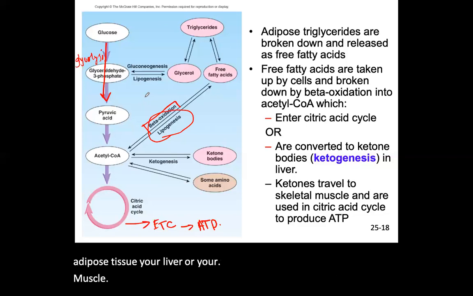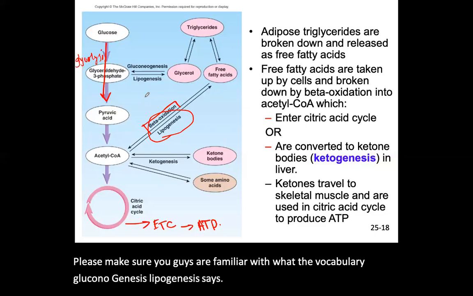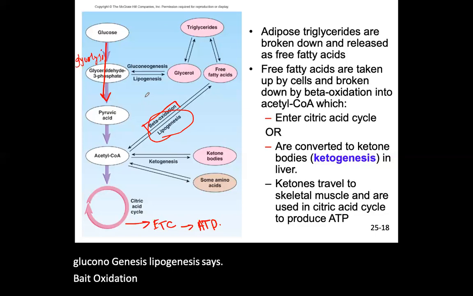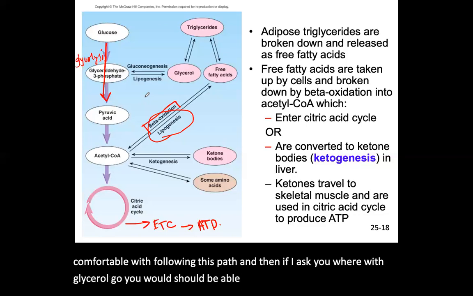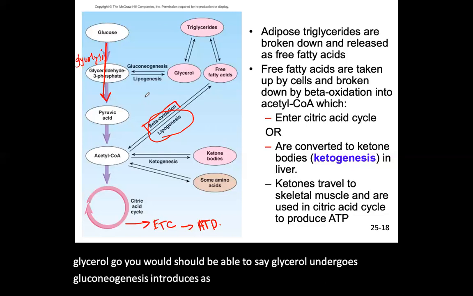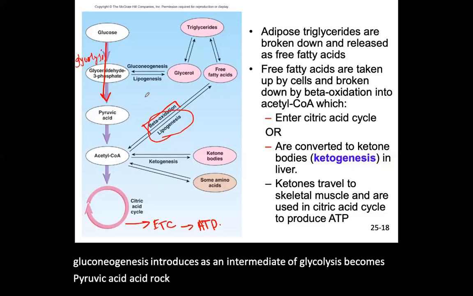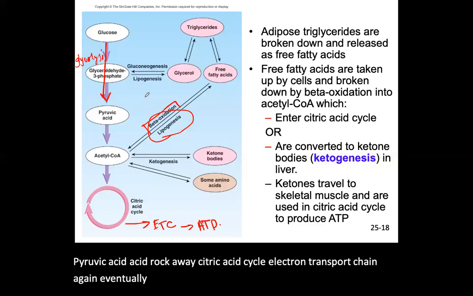Please make sure you are familiar with what the vocabulary gluconeogenesis, lipogenesis, beta oxidation, and ketogenesis imply, and make sure you are comfortable with following this path. As in, if I ask you where would glycerol go, you should be able to say glycerol undergoes gluconeogenesis, is introduced as an intermediate of glycolysis, becomes pyruvic acid, acetyl-CoA, citric acid cycle, electron transport chain, and again, eventually is utilized for ATP production.